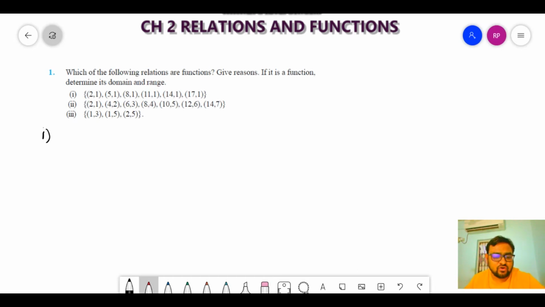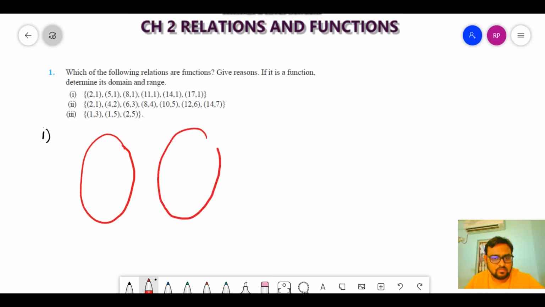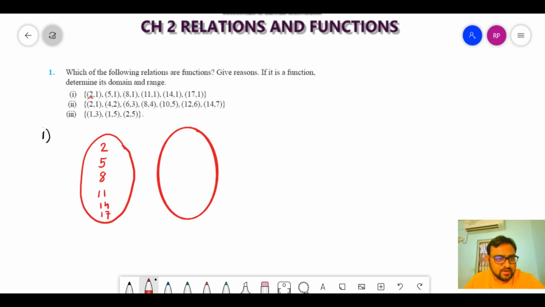Right? So if I draw an arrow diagram, let this be the first set, which includes the first elements, that is the domain. It includes 2, 5, 8, 11, 14, and 17. And in the codomain part, let's include the range, that is the second element, 1. So it's only having 1.